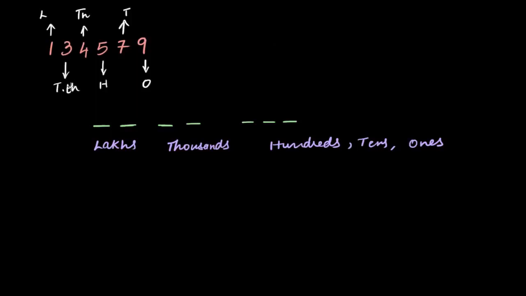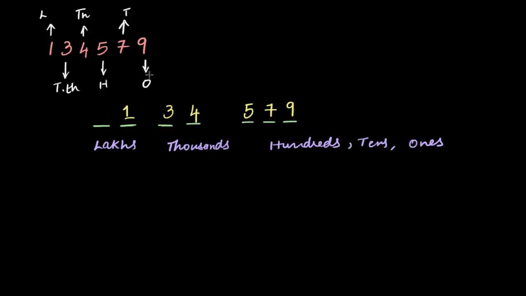There are 3 10,000s and 4 thousands. So 3 10,000s plus 4 thousands, that's 34,000, and there is 579. So there's 1 lakh, 34,000, and 579. Great. And now I'll ask myself, is there a way to do this easier?